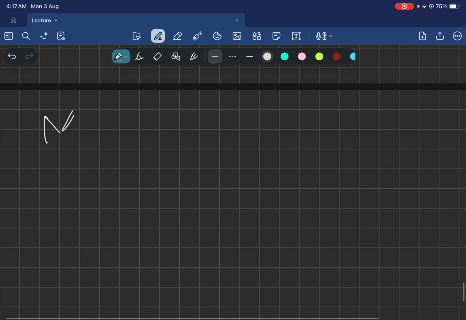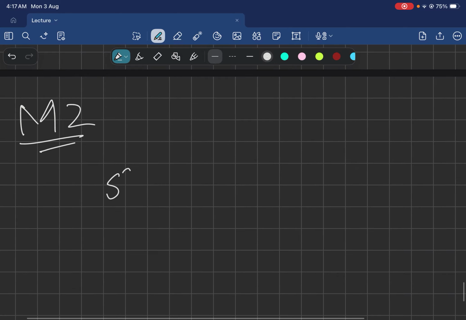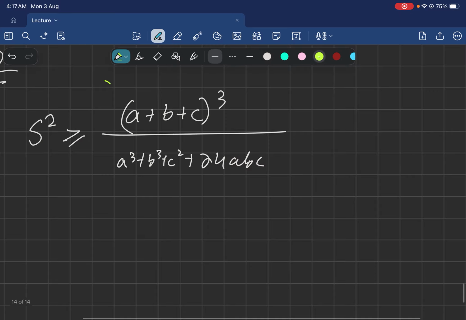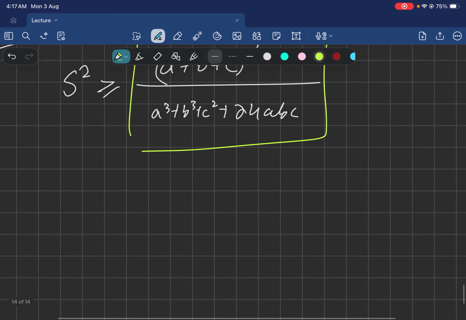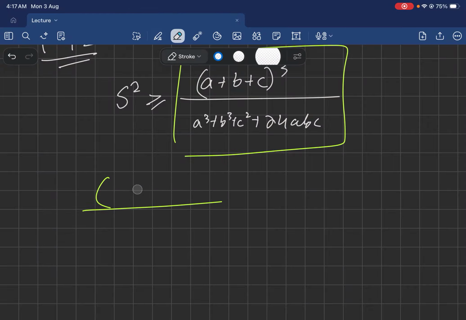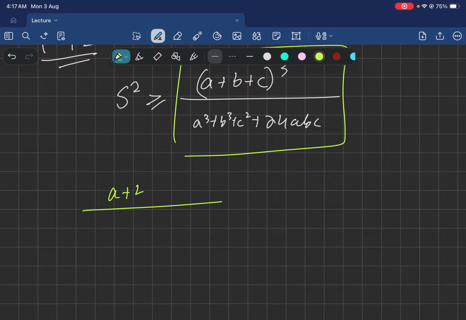But method 2 approach is, when you get to s square is greater than a plus b plus c whole cube, and then you are left with a cube plus b cube plus c cube plus 24abc. And if we somehow prove that this whole thing is greater than 1, we'll win, right? Because a plus b plus c whole cube, we can expand it, but for now just don't expand it, a plus b plus c whole cube, and in the denominator we have got a cube plus b cube plus c cube plus 24abc, this whole thing.